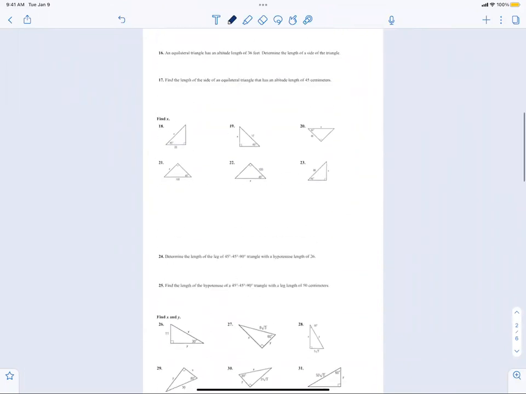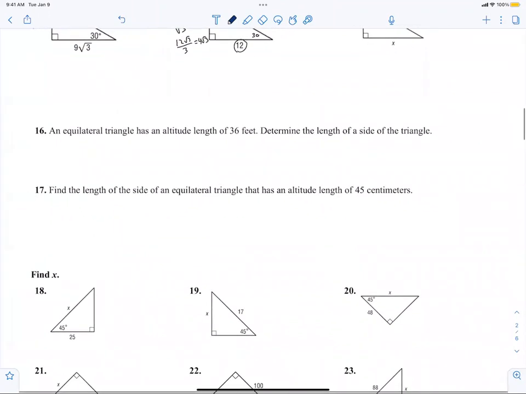Let's look at 16 real quick. Well, now we know how to do it because we just did equilateral triangles, right? So if you draw an equilateral triangle, that looks like an equilateral triangle to me. And the altitude is 36, right? So that means from here to here, that's 36. Do you agree? Now, don't forget that's the 60-degree side. Do you agree? So to get to the 30-degree side, what am I supposed to do?